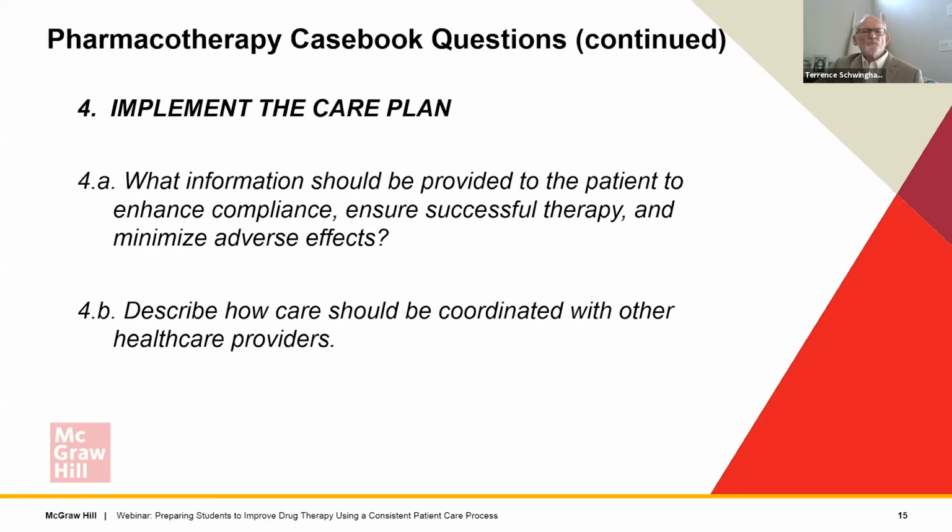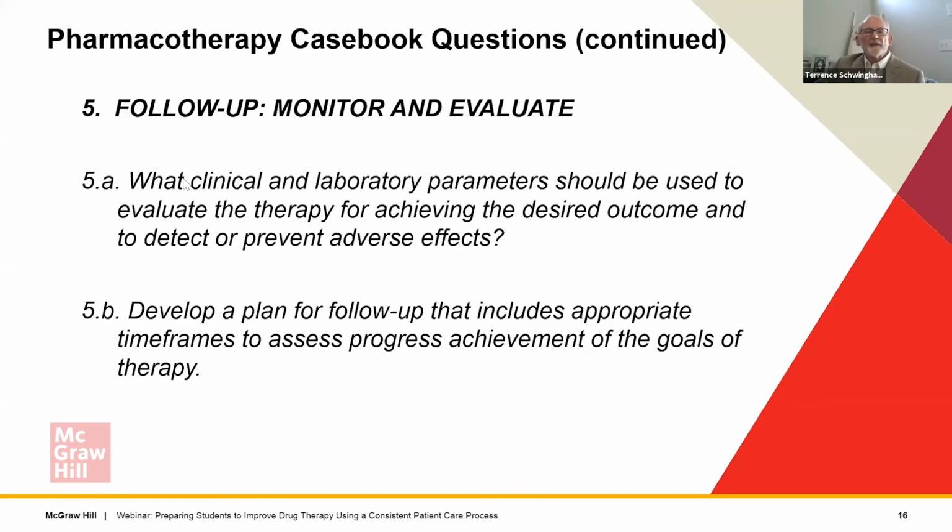And the follow-up and monitor step is identifying the clinical parameters, physical exam, signs and symptoms, and laboratory parameters that are used for two things: to identify whether you're achieving the desired outcome and to make sure you prevent or detect adverse events. And the last question is: now develop a plan for follow-up that includes appropriate timeframes to assess a patient's progress. So you need to consider, if I'm starting a new drug for hypertension, how long will it take to really see an effect on the blood pressure? If I'm starting a new drug that has potential serious side effects, what are they, and how and when should I start monitoring for those side effects?